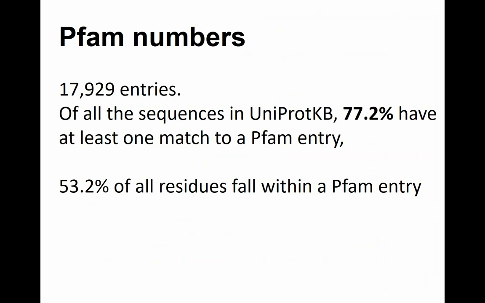Of all the sequences in UniProtKB, 77% do have a Pfam. When I say they do have a Pfam, I mean at least one Pfam. However, 53% of all residues fall within a Pfam domain. You understand the difference? I'll explain it better. Here I'm asking, if I take a million proteins, how many of these million proteins in UniProtKB have any Pfam domain? And the answer is 77% of the proteins.